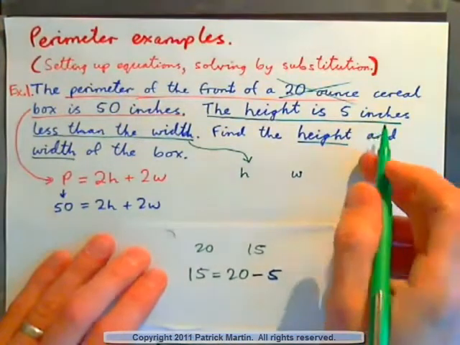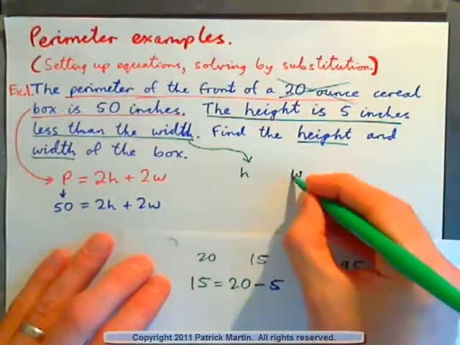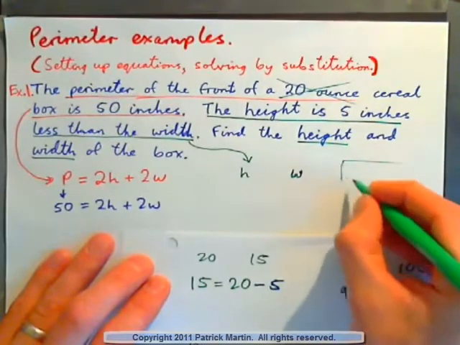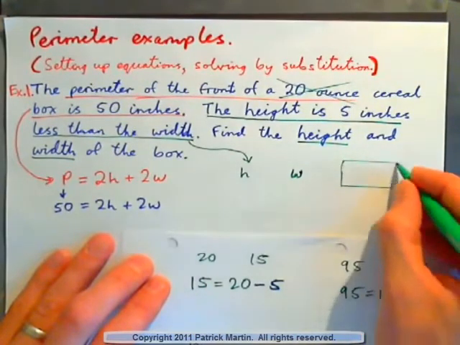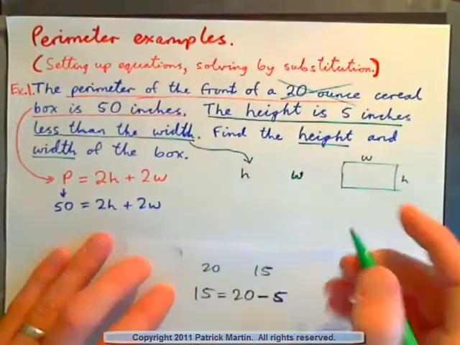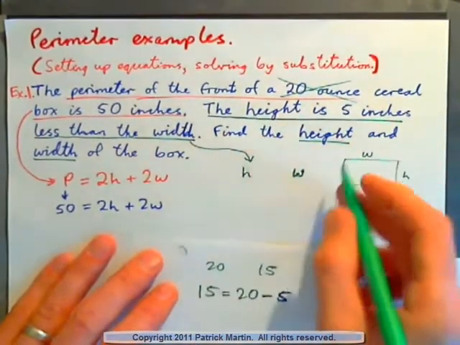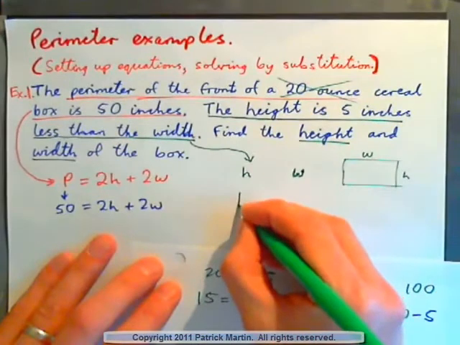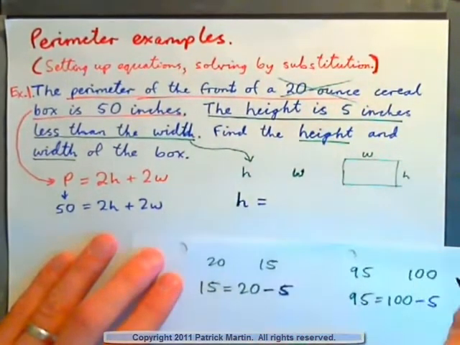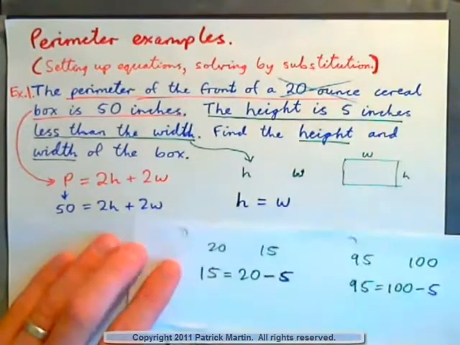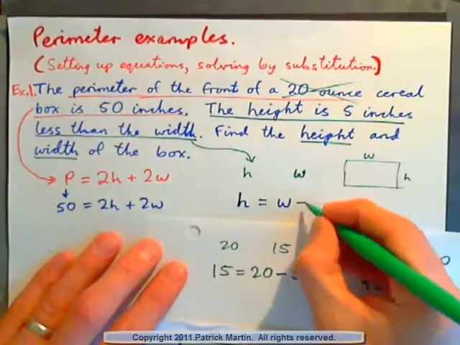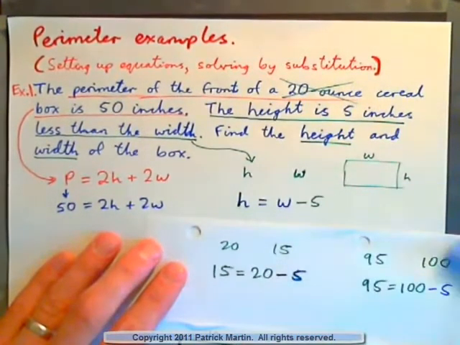Height is 5 less than the width. That means the width actually is the bigger number for some reason, which is kind of weird. It's like the cereal box is on its side. Anyway, because the height is less, the smaller number, height h is equal to the bigger number, width, and then what? Minus 5, isn't it? Does that make sense?